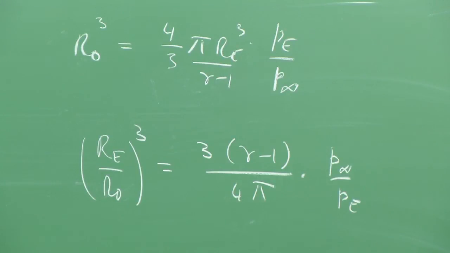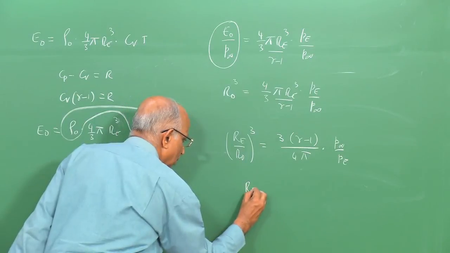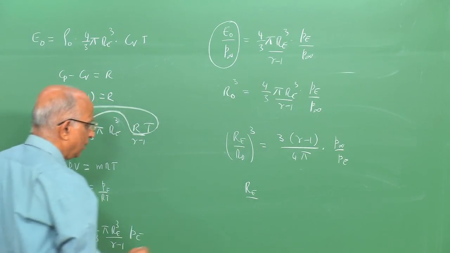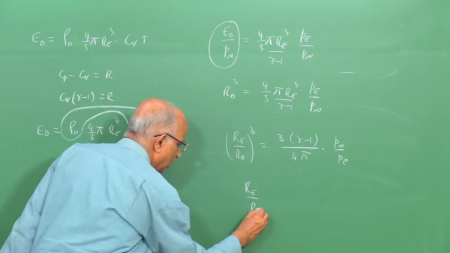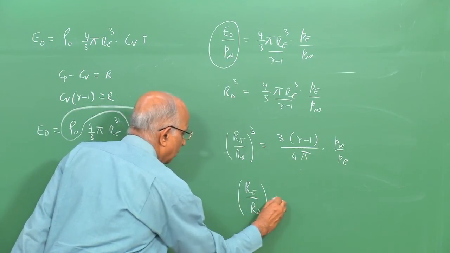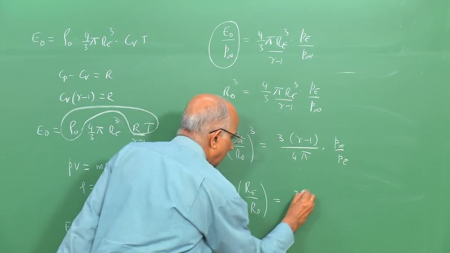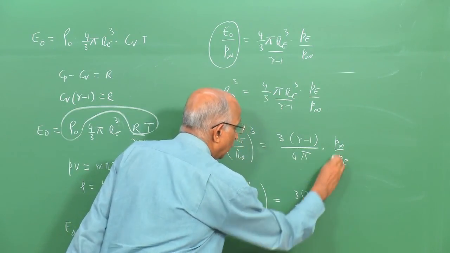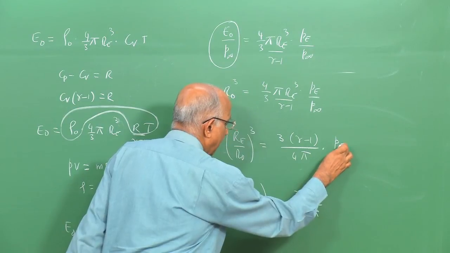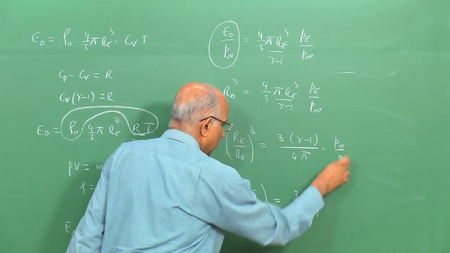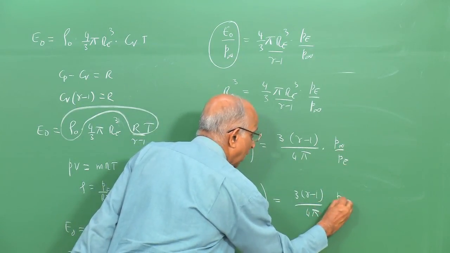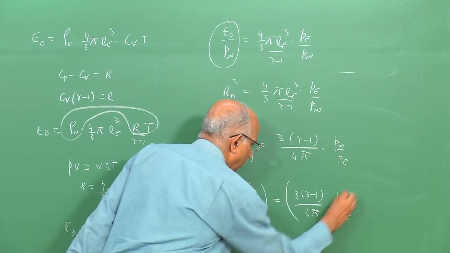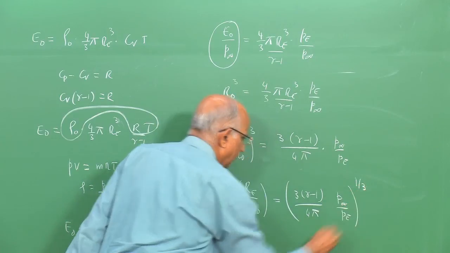Now, we take the value, therefore, the energy release takes place in a radius RE divided by the explosion length R naught is equal to, I get 3 gamma minus 1 divided by 4 pi into P ambient divided by the pressure of the explosive. Let us put it down, I will give the numbers shortly, into explosive to the power 1 by 3.